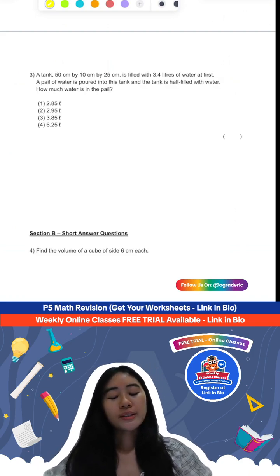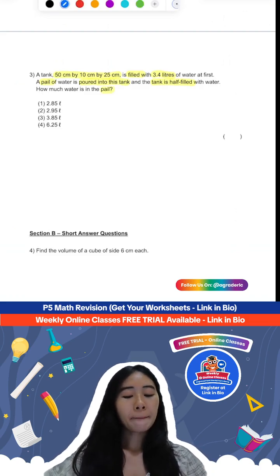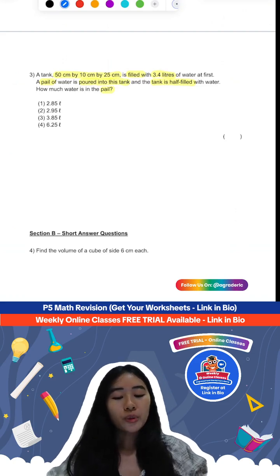Right, so let's read this. There is a tank that is 50 by 10 by 25 cm. It was filled with 3.4 liters of water at first. A pail of water is then poured into this tank and then the tank became half filled. So how much water was there in the pail? To solve this question, I will suggest you find out what is half of the tank first.